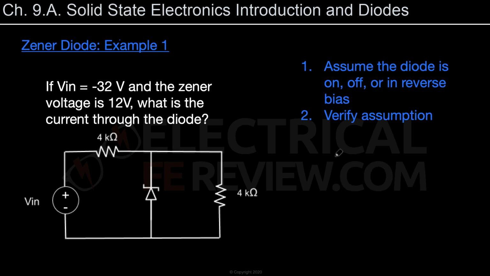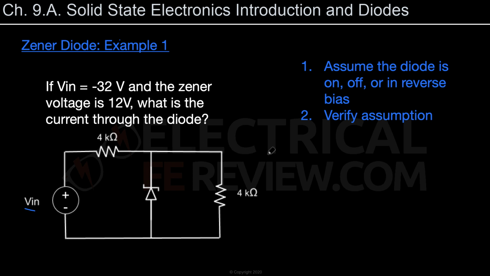Okay, so now we're going to be looking at our first example for the Zener diode. So the problem says if the input voltage here is equal to negative 32 volts and the Zener voltage is 12 volts, meaning that there's negative 12 volts seen across from the anode to the cathode, what is the current through the diode?